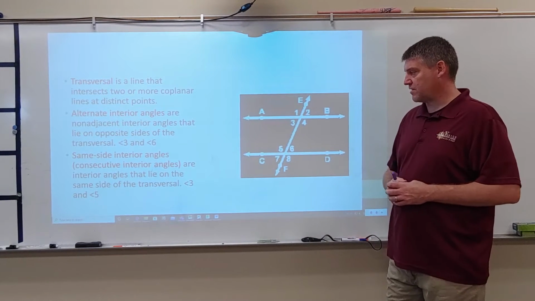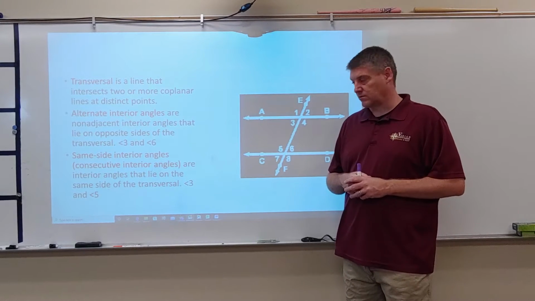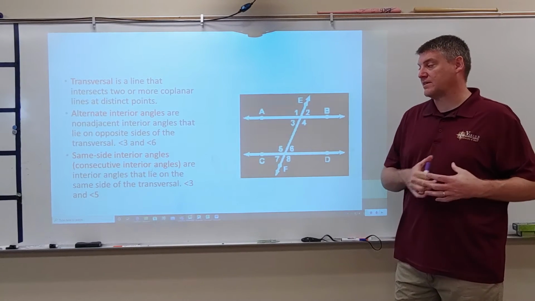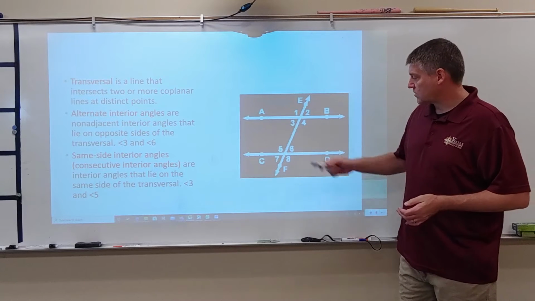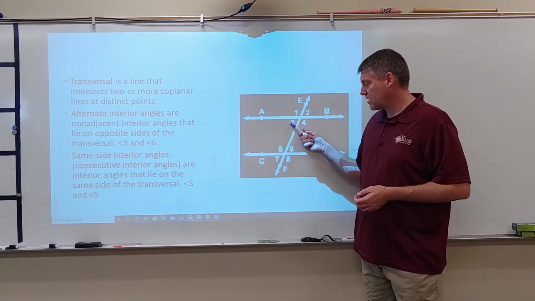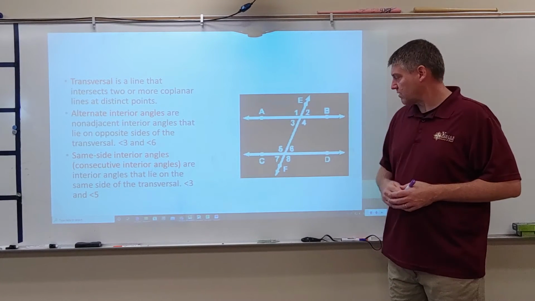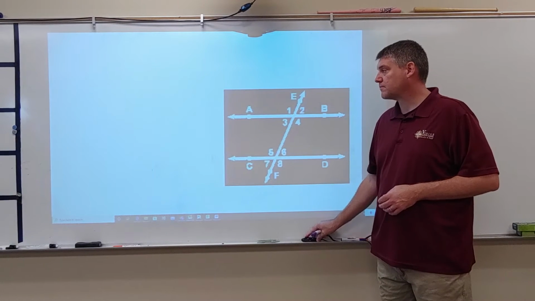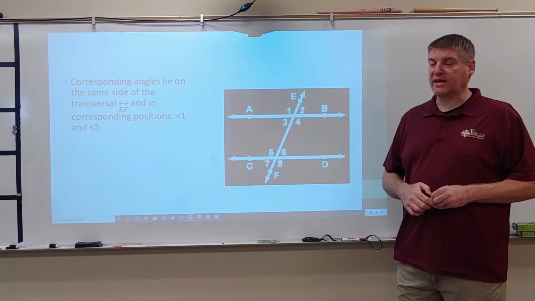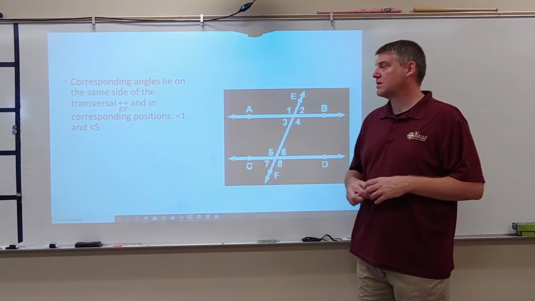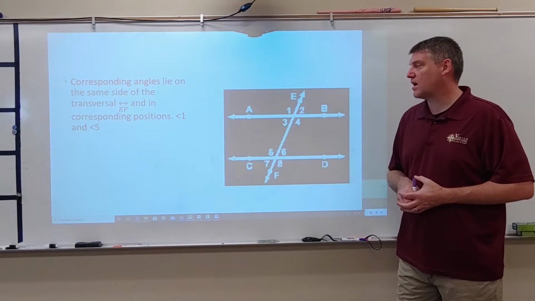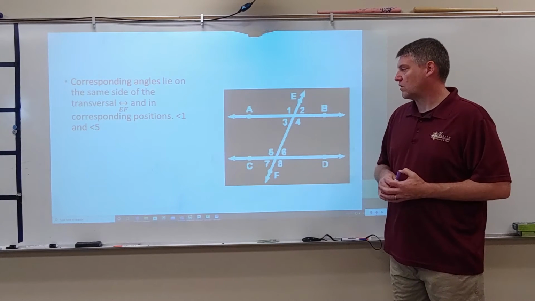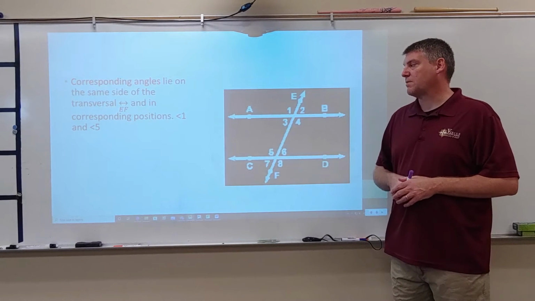Alternate interior angles are non-adjacent interior angles that lie on opposite sides of the transversal. So in this example, 3 and 6 are alternate interior angles, and 4 and 5. Same side interior or consecutive interior angles are interior angles that lie on the same side of the transversal. So angle 3 and 5 here are same side interior. 4 and 6 are same side interior also.